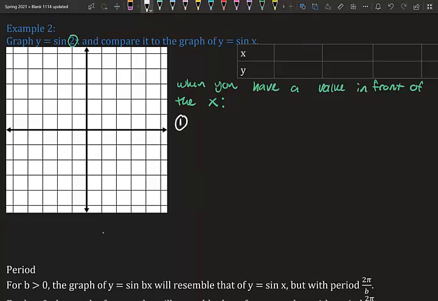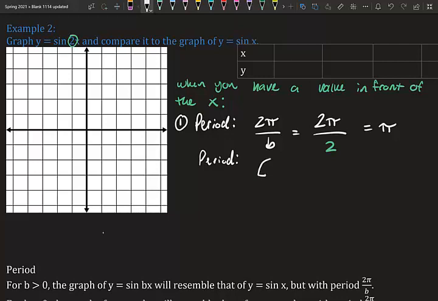So our first step is to find the period. The period, it's a formula. The formula is 2 pi over b. B is the number in front of x. So we have 2 pi over b, which is 2. And when we simplify that, it's pi. So that means our period is 0 to pi. It's always going to be 0.